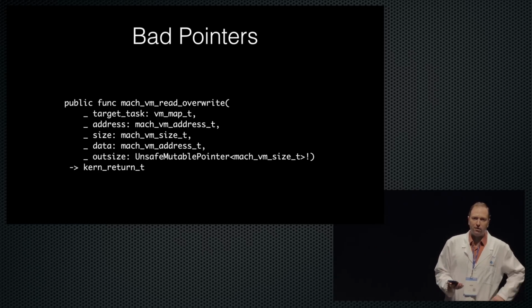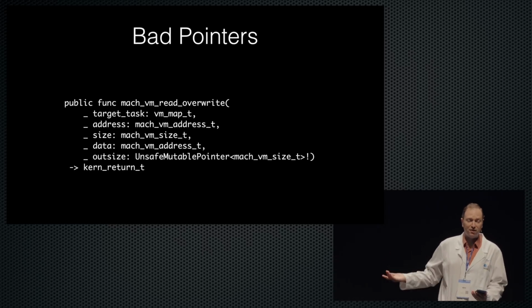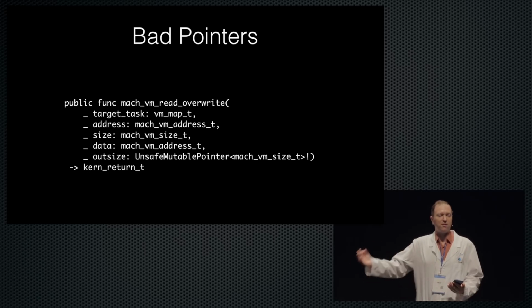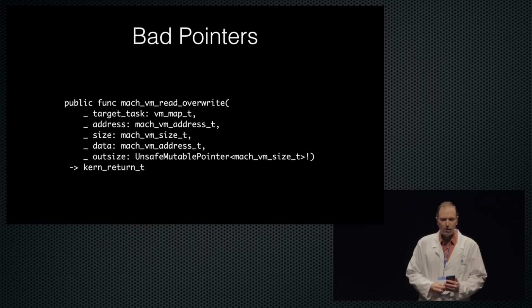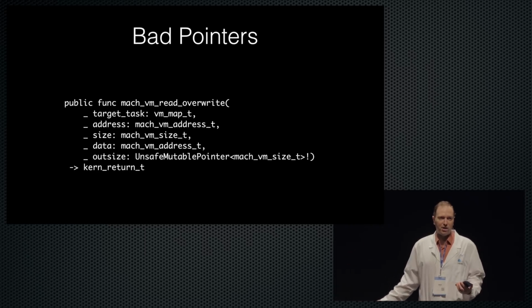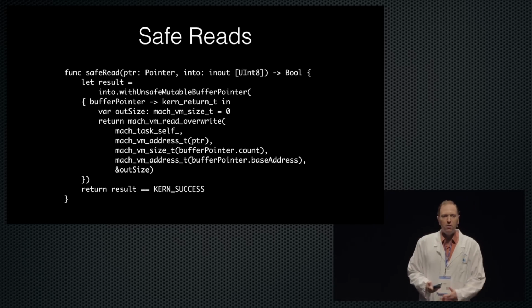This is, real quick, just the function prototype, what it looks like. It takes a task, which is like a process. If you've got the right permissions on the Mac, you can actually read from other processes, not just your own, which is sort of the foundation of how you could build a debugger. It takes an address, it takes a length, it takes a destination address, and it takes a pointer to something where it will tell you how many bytes it actually read.